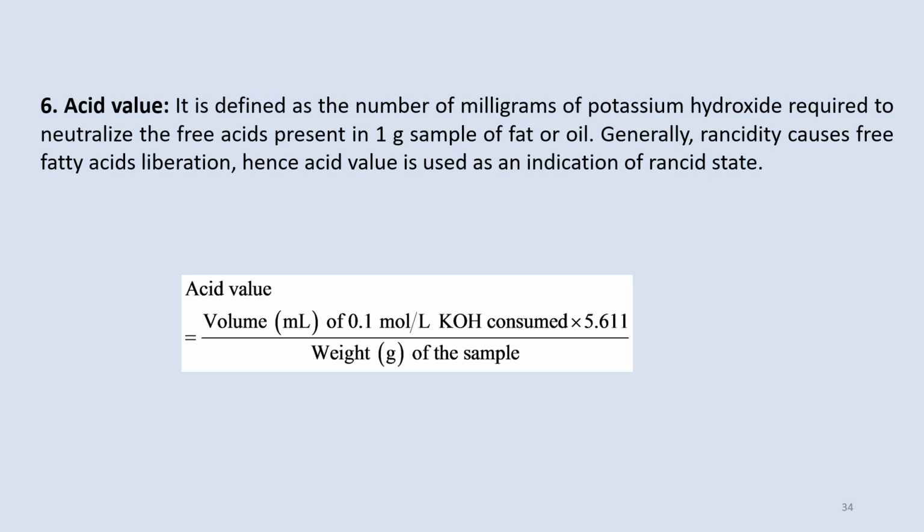As we are using 0.1 molar, 56.11 is the molecular weight of potassium hydroxide. It is divided by 10 and the whole is divided by the weight in grams of the sample. So the titer value and the blank should be identified for the acid value which you are performing in the laboratory. So I'm just going to the next step, so it is possible for the student to get the detail.